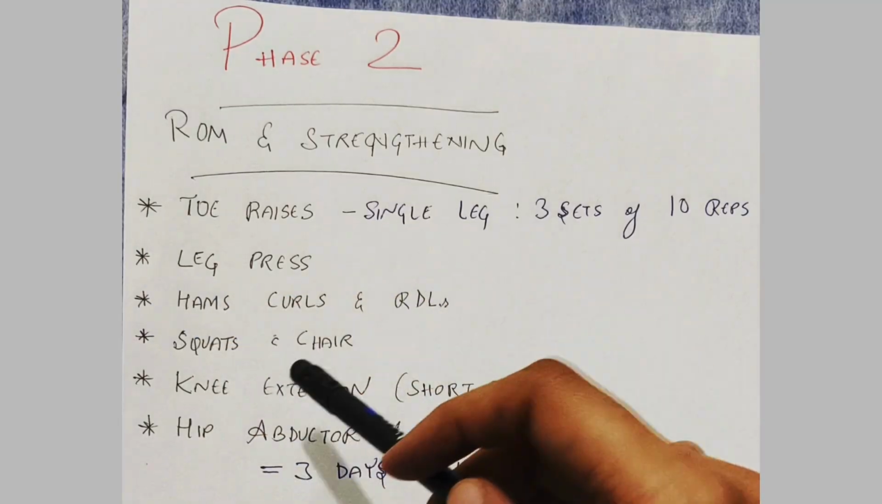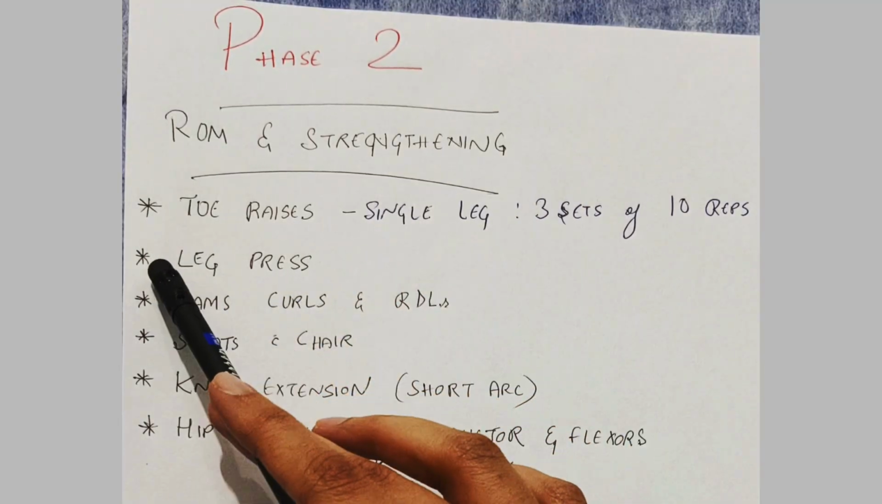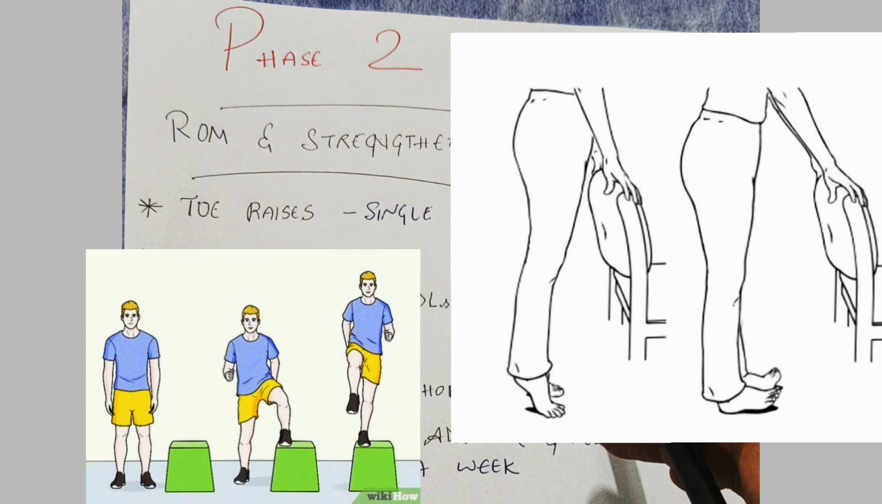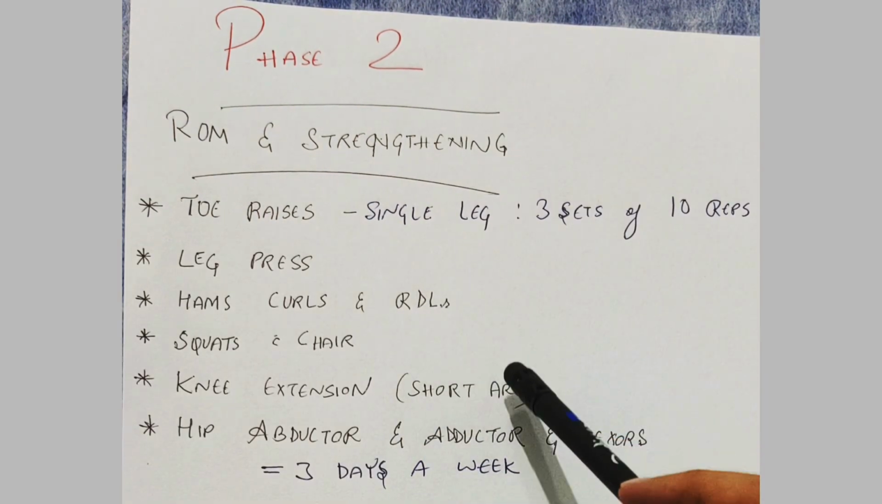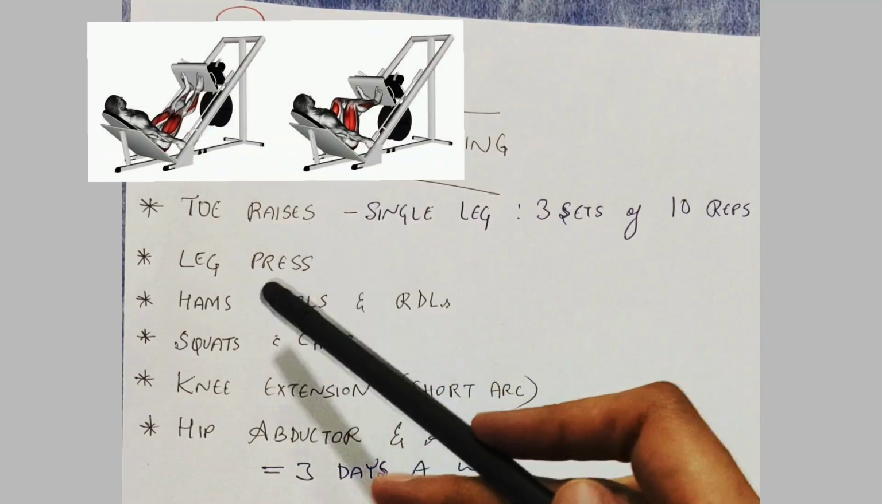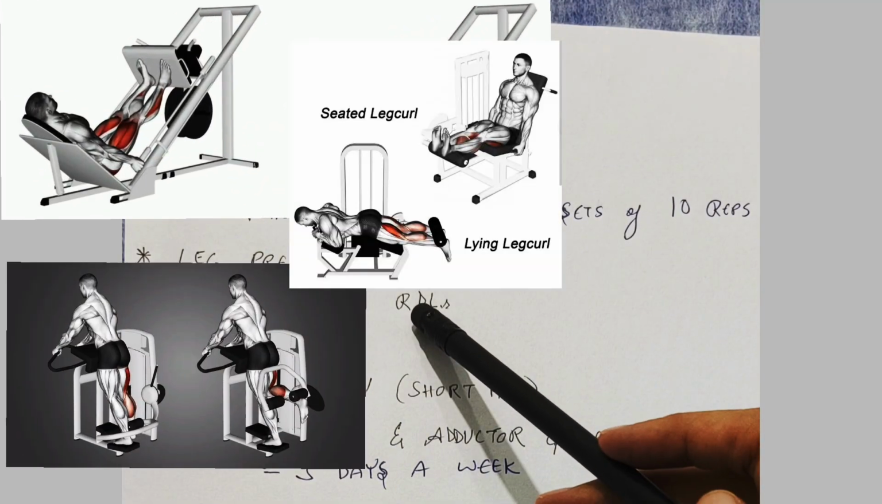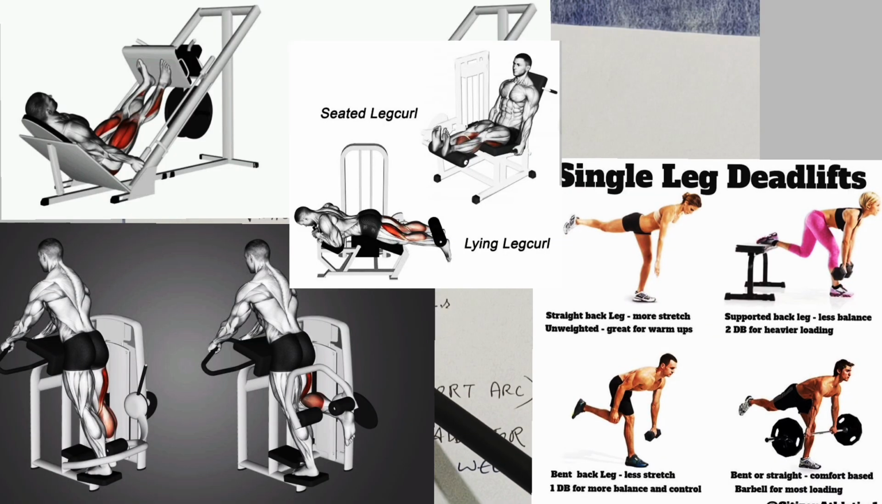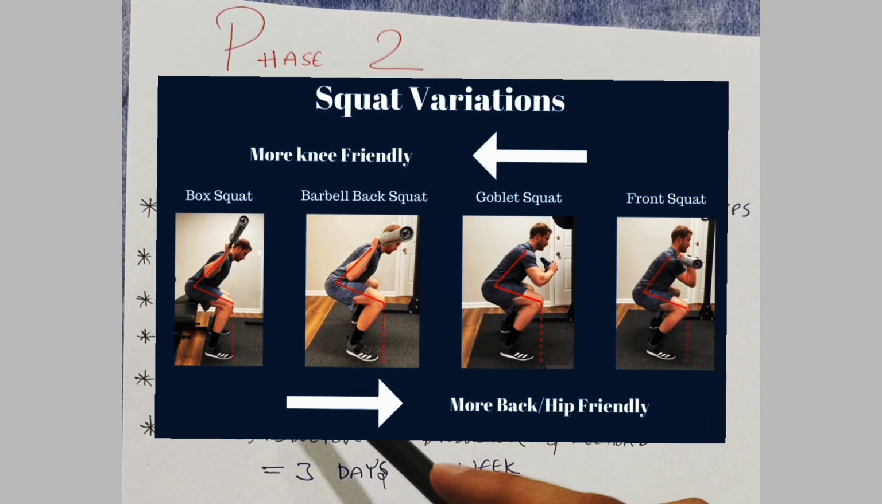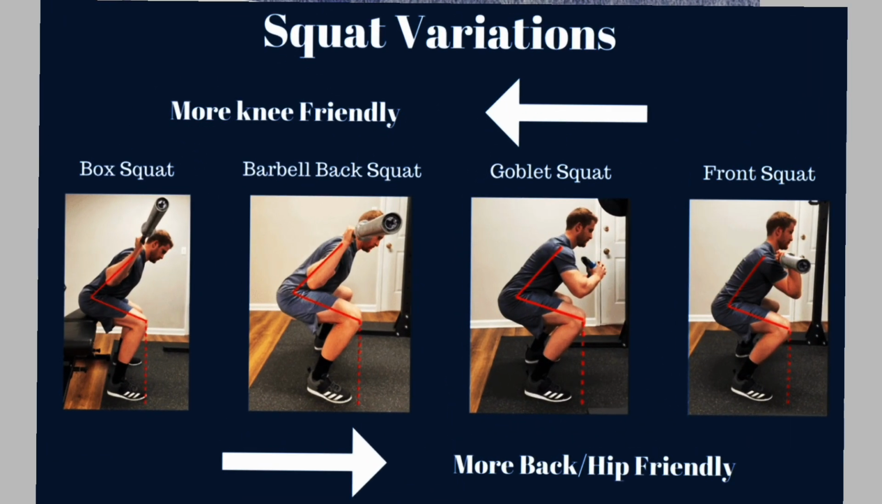Now, what all exercises we can include in phase 2 are toe raises, that too single leg toe raises, can be done 3 sets of 10 repetitions even in these exercises. So there are leg press, there are hamstring curls, there are Romanian deadlifts, squats using a chair, and we can progress the squats from 0 to 90 degree knee flexion.